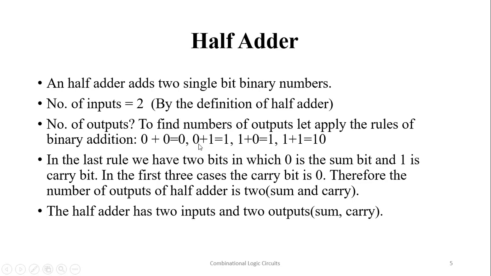So in a half adder, we have two outputs. One is the sum output and the other is the carry output. In the last row we have 2 bits, in which 0 is the sum bit and 1 is the carry bit. In the first three cases the carry bit is 0. Therefore the number of outputs of a half adder is 2, sum and carry. The half adder has 2 inputs and 2 outputs. One output is designated as sum and the other is designated as carry.